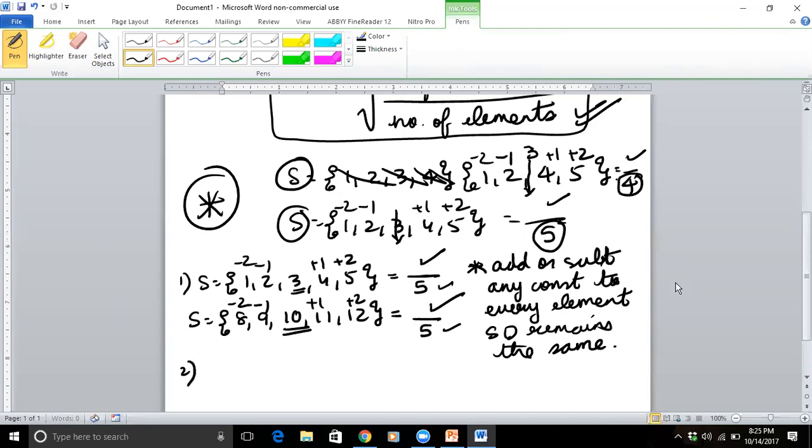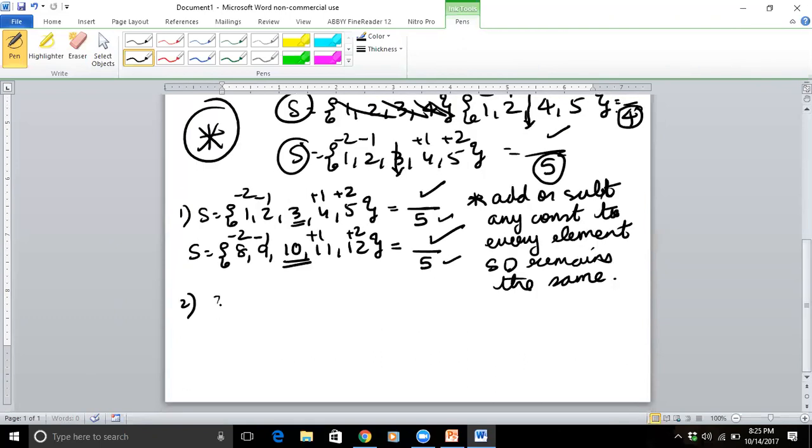Second, this time I give it the same set 1, 2, 3, 4, 5, but I multiply every element of the set with a constant. So 7, I'm going to multiply with the 7, okay? 14, 21, 28, and 35. So I've multiplied every element here by 7. Now, if I ask you to compare the standard deviations of the two, would the standard deviations remain the same, or would one set have greater standard deviation over the other?